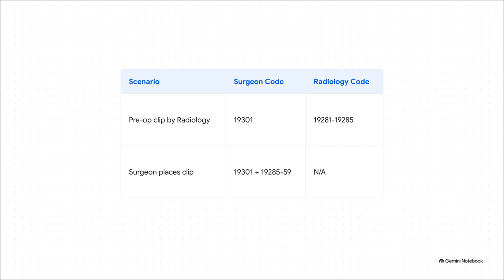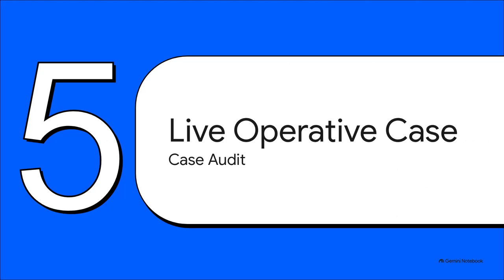But if the surgeon places the device themselves in the holding area or the OR and then immediately performs the partial mastectomy, the surgeon bills for both. They just have to append a modifier 59 or XA to that localization placement code to prove it was a distinct, separate procedural service from the main excision. Let's move on and see how this builds in the real world.